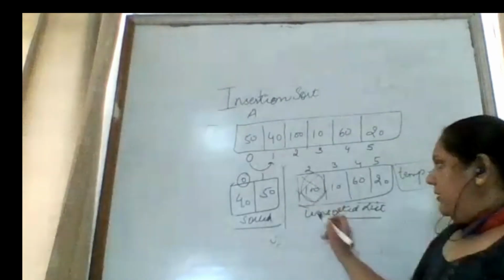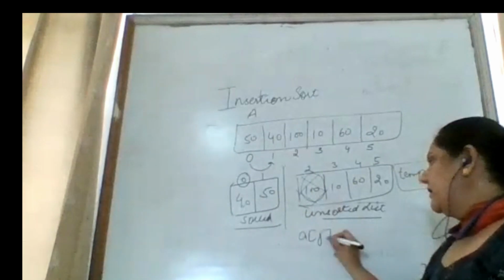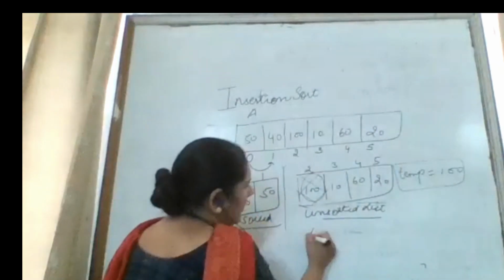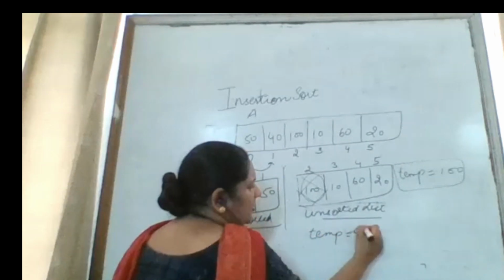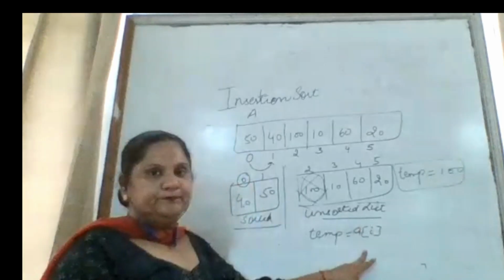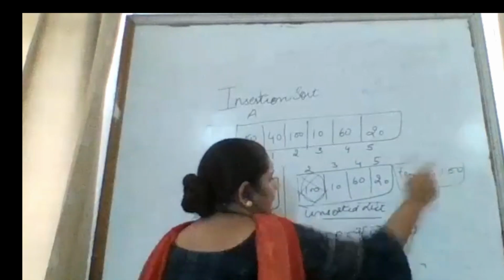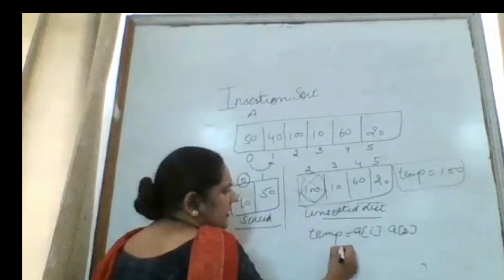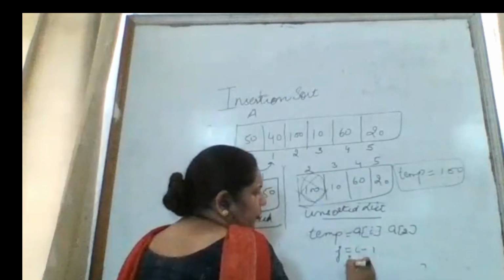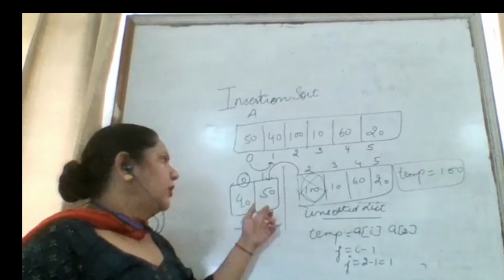Now, temp is equal to A of j, or A of I you may take. So if I take A of I, A of I is 2, A2 is having 100. Now I write j is equal to I minus 1. That is, j is equal to 2 minus 1, that is 1. So we compare: is 100 smaller than 50?